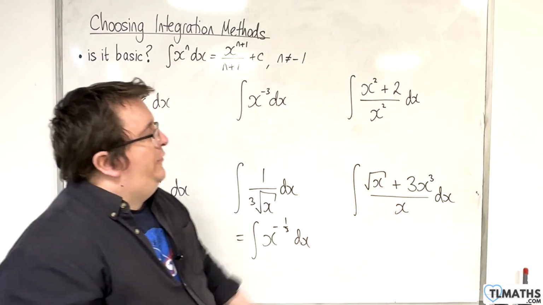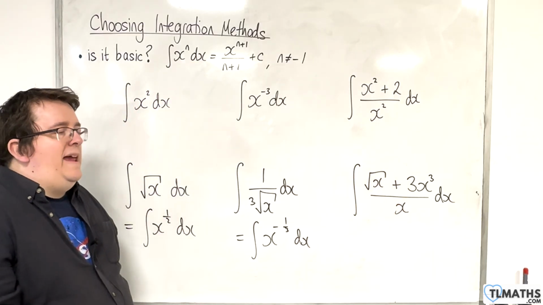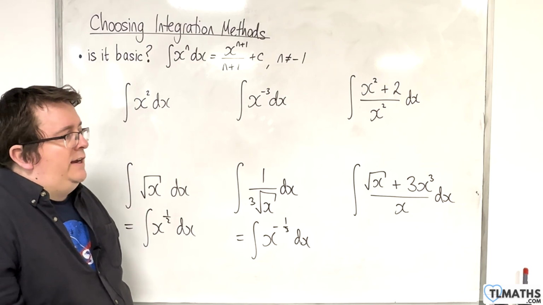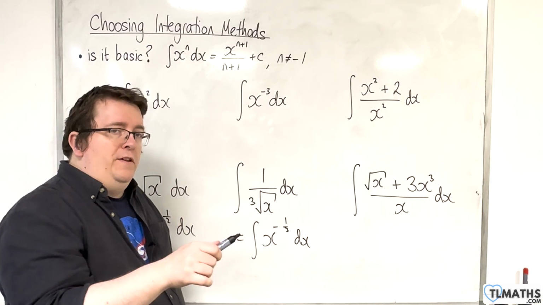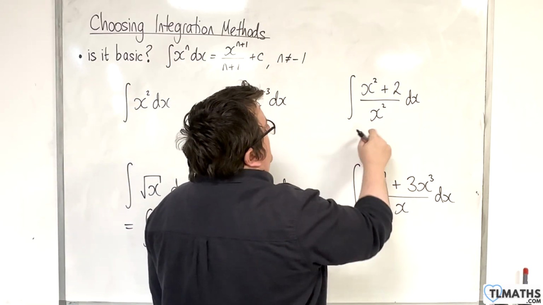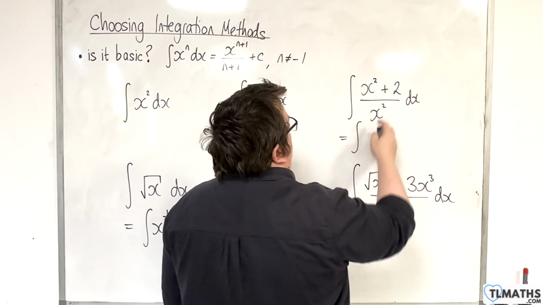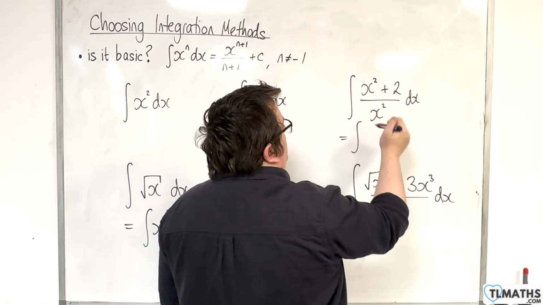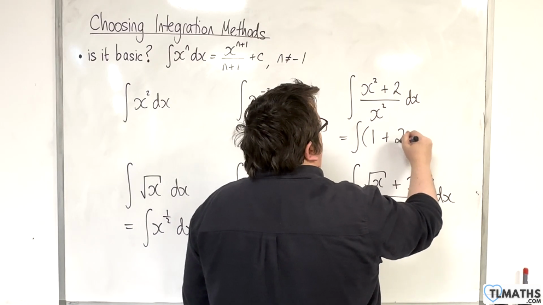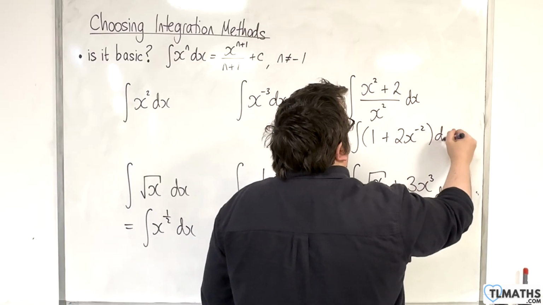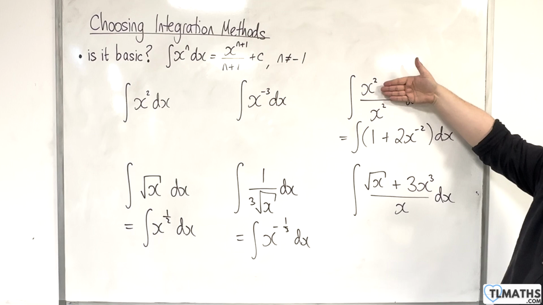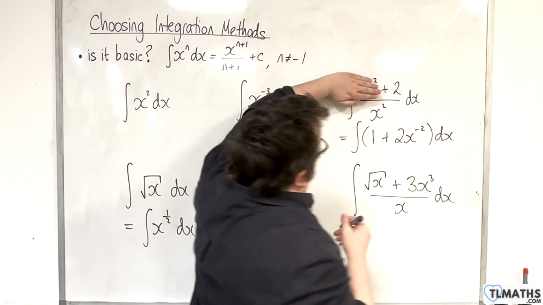If you have a single term of x in the denominator, then it's likely that you can simplify the fraction. Okay, so we're in a case here where you can write that as the integral of x squared over x squared, which is 1, and then plus 2 over x squared, which is 2x to the minus 2. So split it up into two terms, x squared over x squared and 2 over x squared.